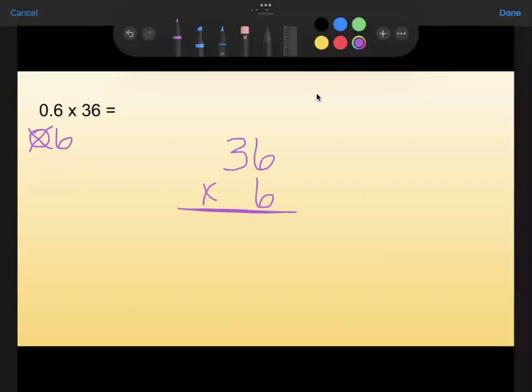Now I'm going to multiply. 6 times 6 is 36, so I'd put the 6 here and regroup the 3. Then 3 times 6 is 18. 18 plus 3 is 21. So I'd end up with 216.